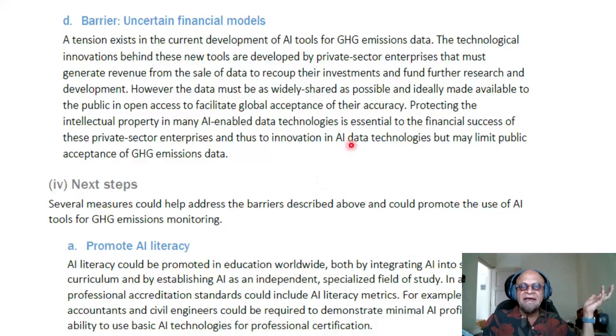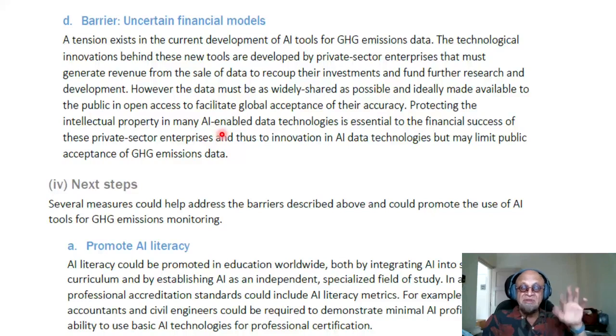However, the data must be as widely shared as possible and ideally made available to the public in open access to facilitate global acceptance of the accuracy. Protecting the intellectual property in many AI-enabled data technologies is essential to the financial success of these private sector enterprises and thus to innovation in AI data technologies, but may limit public acceptance of GHG emissions data. Kind of a broad concern, but you know that countries may also have incentives or motivation to hide their emissions because you have committed to the Paris Agreement, you have promised to reduce your emissions, and if you are not able to keep up, can you fudge the numbers?